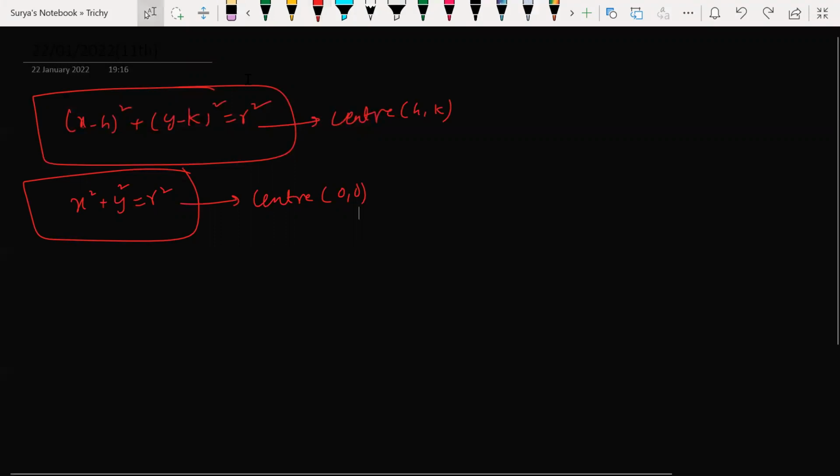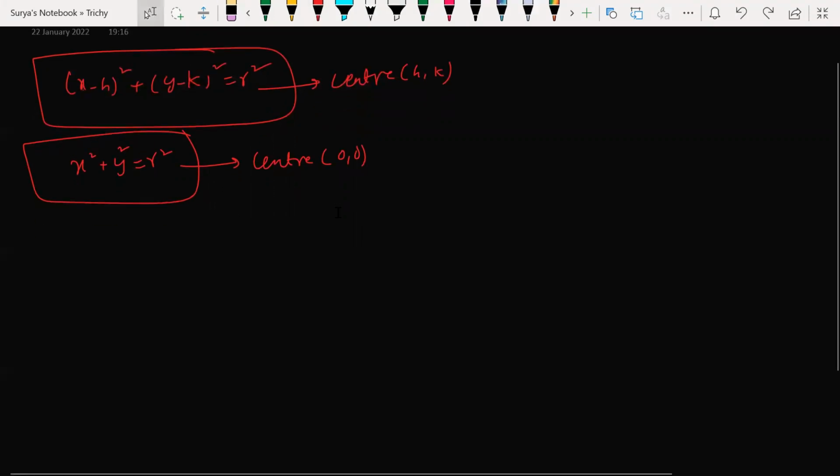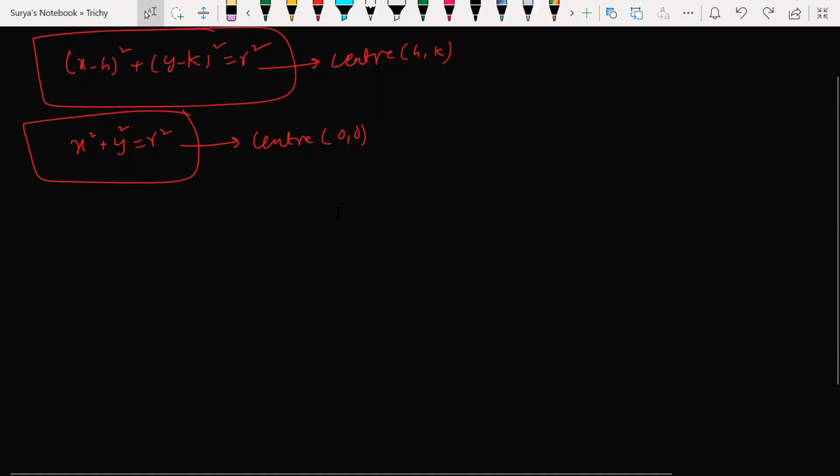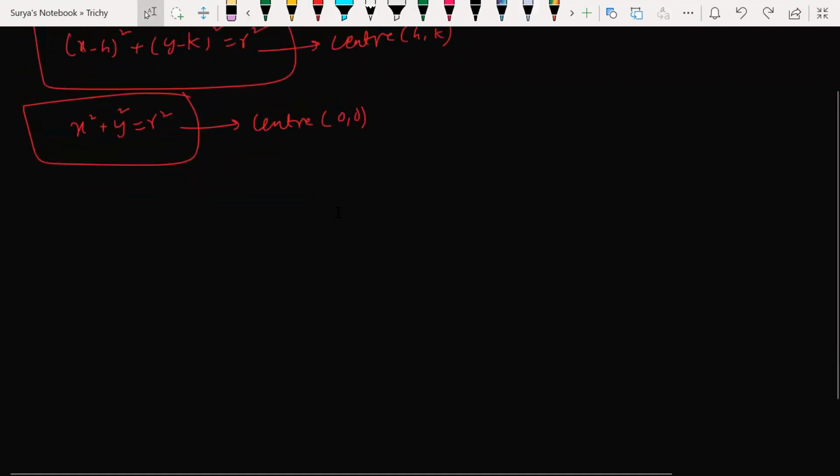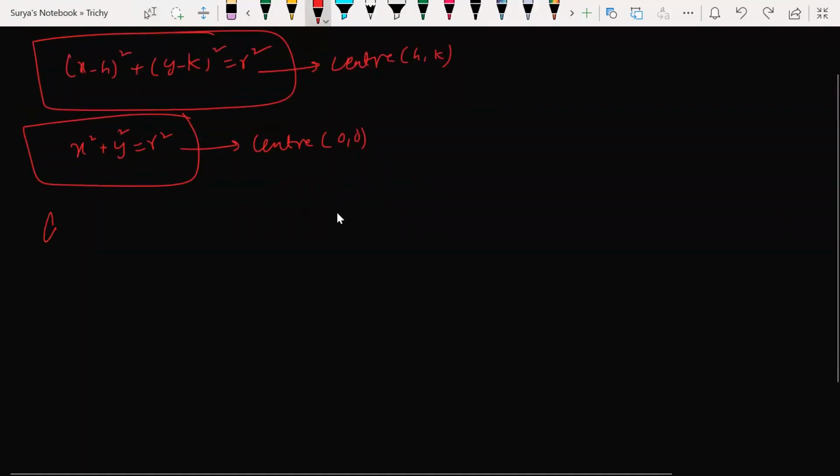Please, if you go through the class notes at least, or recording, you will get to know what exactly we have gone through in the previous classes. Now we are going to talk about the general equation of a circle. Okay, general equation of a circle.